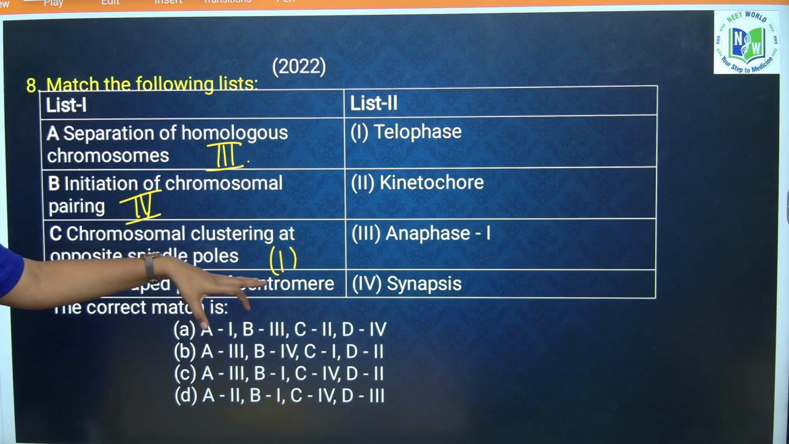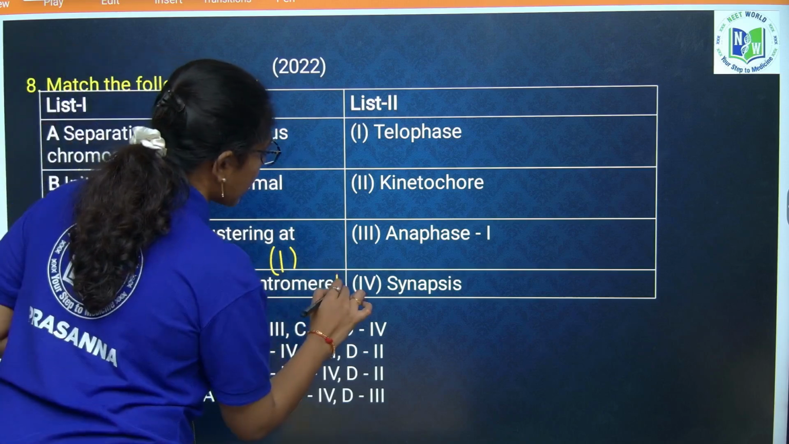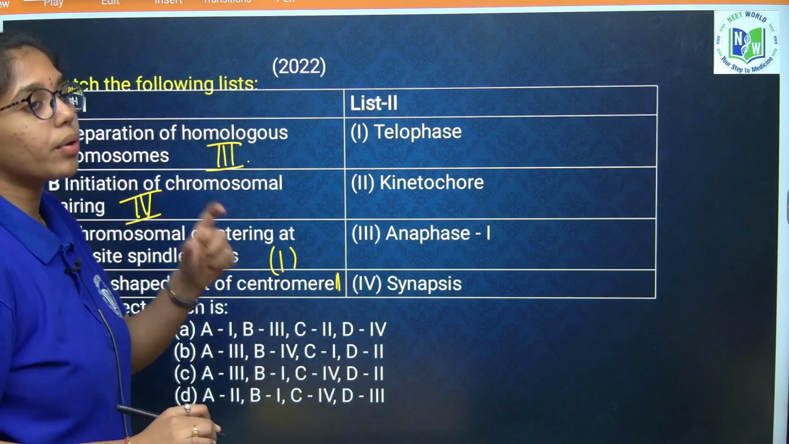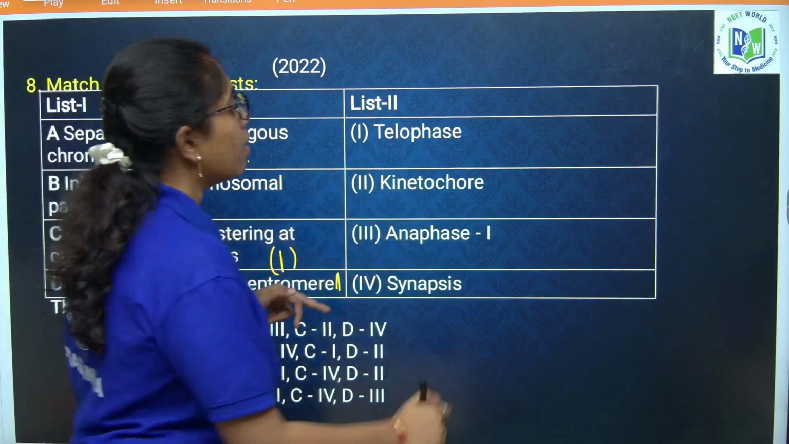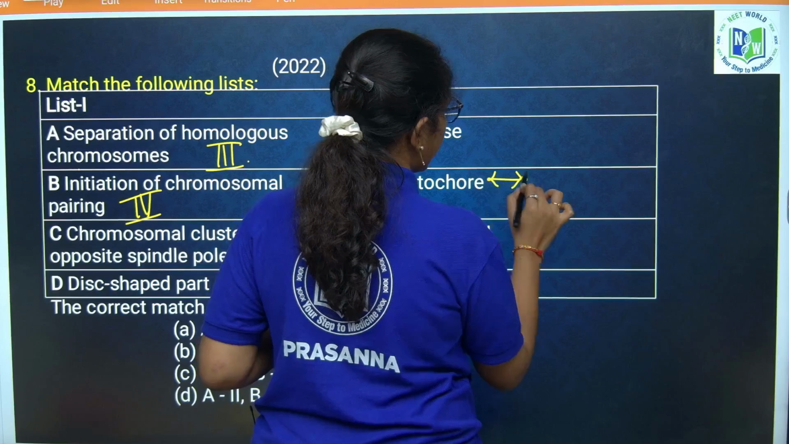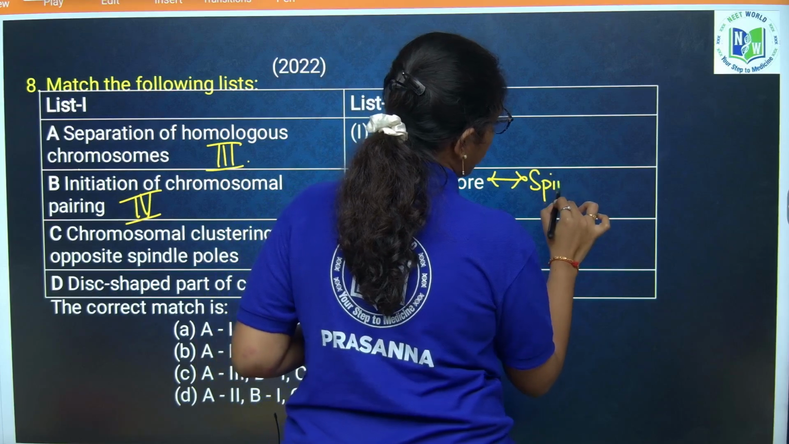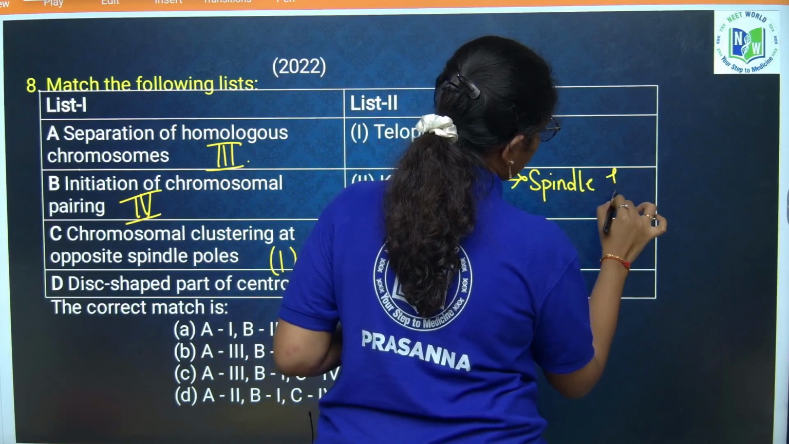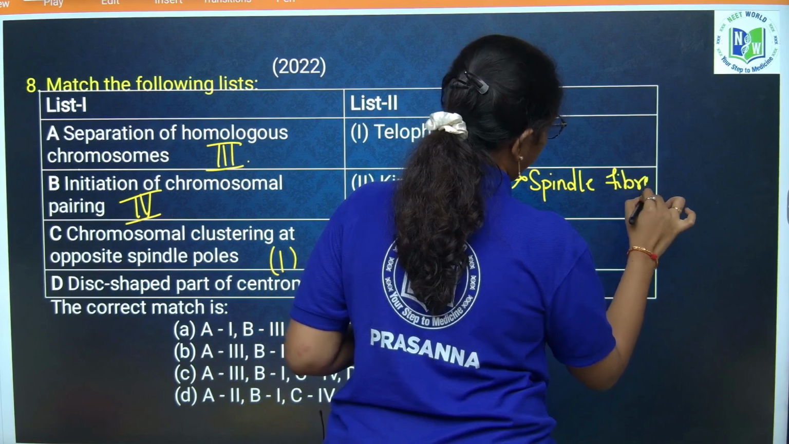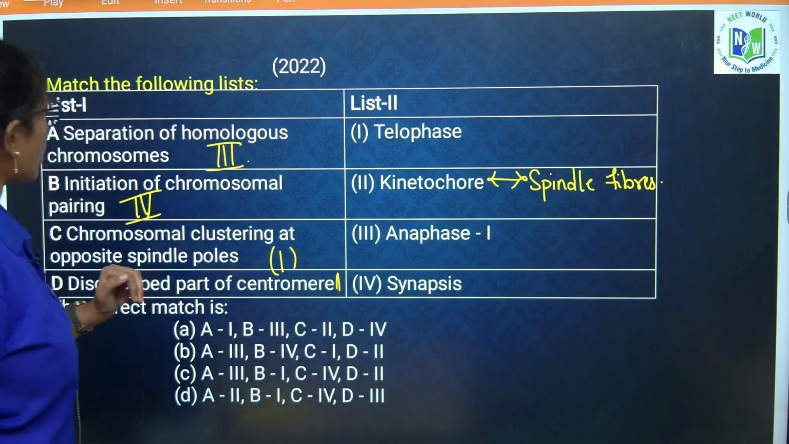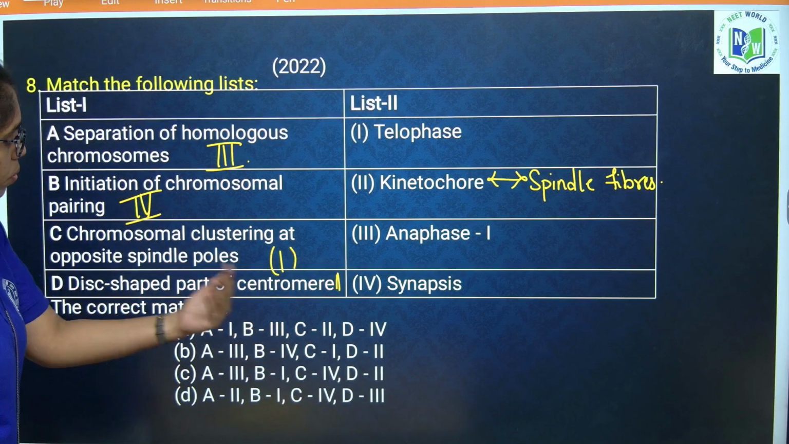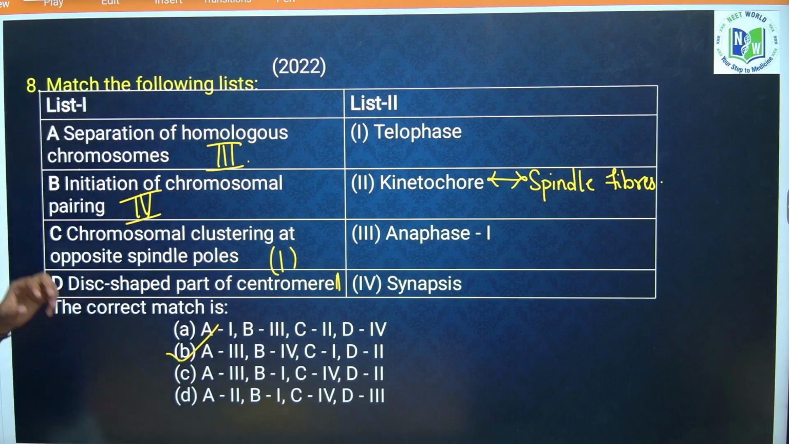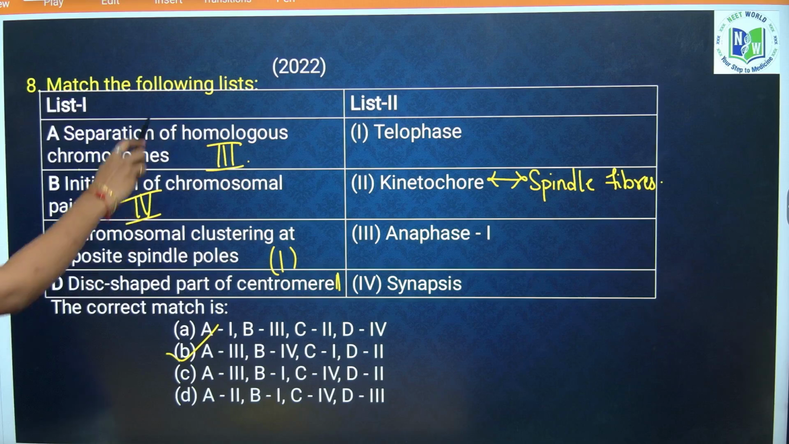The disc shaped part of the centromere is the kinetochore. Each centromere will have two disc shaped structures called kinetochores, which attach to spindle fibers. This attaches to what, beta? Spindle fibers. So what is our option, ma? A is 3, B is 4, C is 1 and D is 2. Option B is the correct answer.